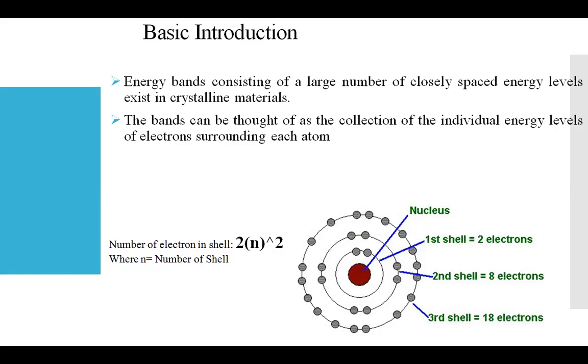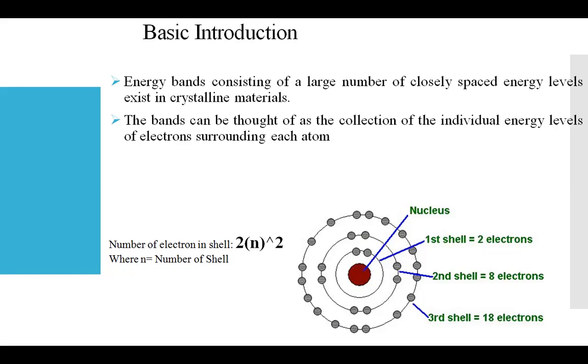So the first thing given here is the large number of parameters you will require. Second, the band can be thought of as the collection of the individual energy levels of the electrons surrounding each atom. We have that in this diagram representation: how the number of electrons in each shell is identified based on the number of the shell. You can see the number of parameters represented here.